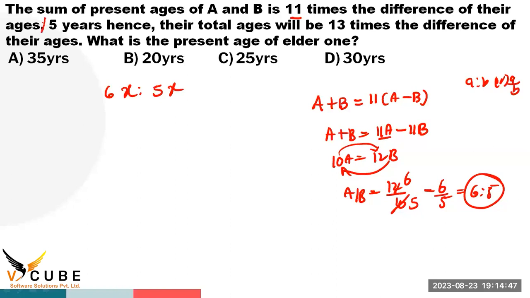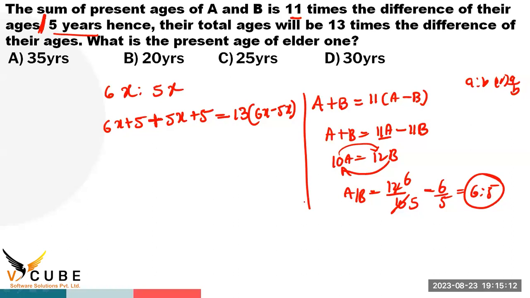Yes sir, this much is completed so far. Okay, right, read the if statement: 5 years hence means 6x + 5, 5x + 5. So 5 years hence their total ages will be 13 times the difference of their ages. Their total means adding.